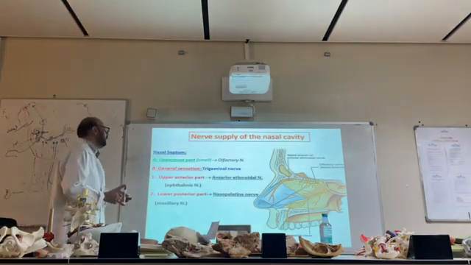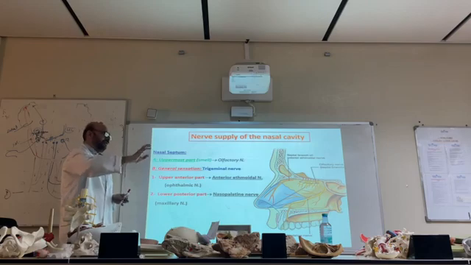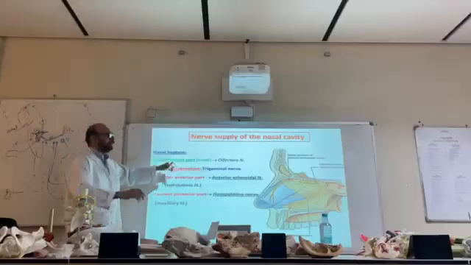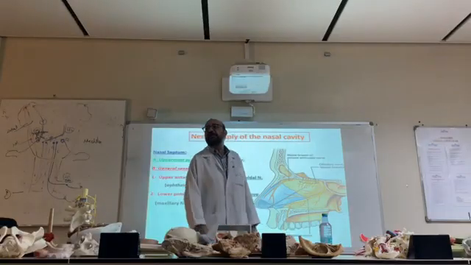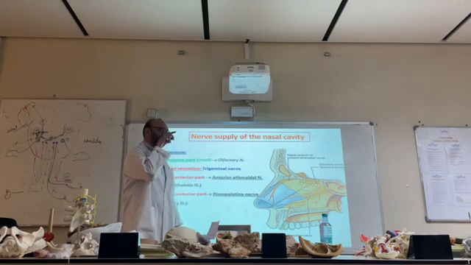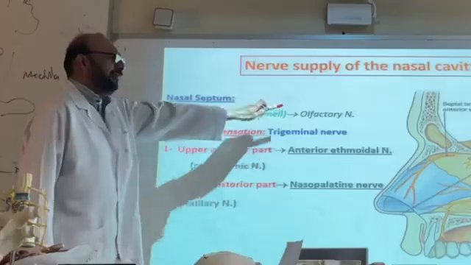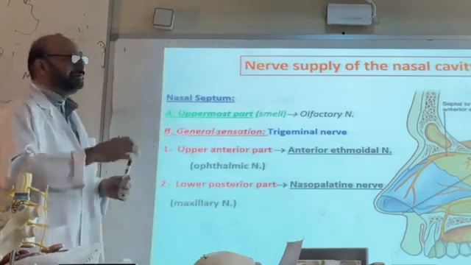Nerve supply of the nasal cavity. Most of the nerves and blood vessels have similar names, so you have to be careful. The uppermost part is for smell. Smell is here, and it will go through the olfactory nerve, which is the first cranial nerve. How do I remember the first cranial nerve? The nose is outside my face, so it is number one everywhere. So first, olfactory is the one nerve responsible for smell.